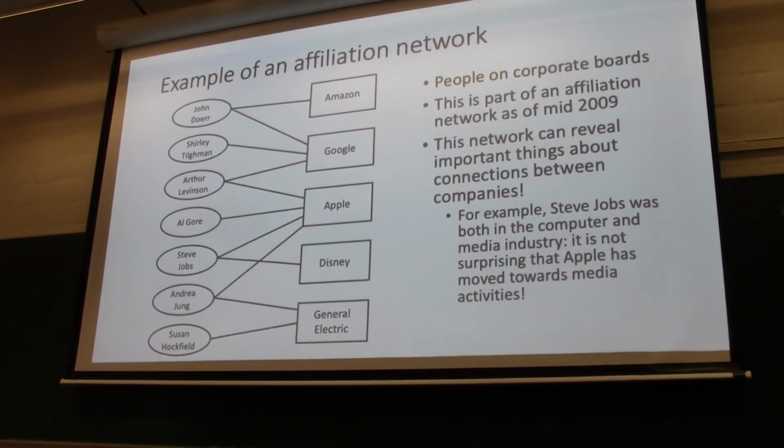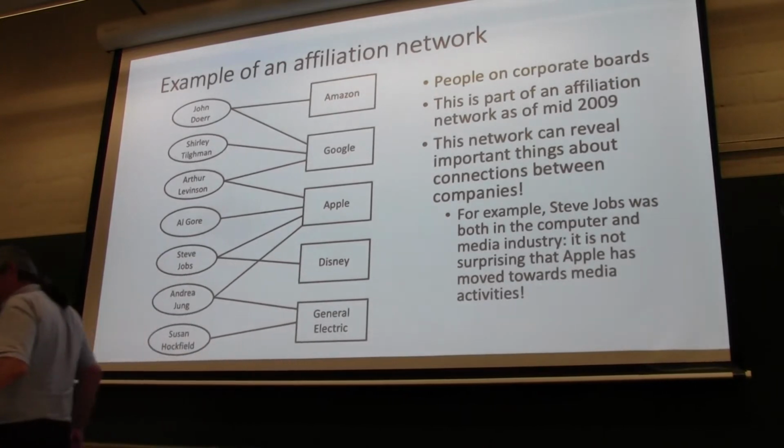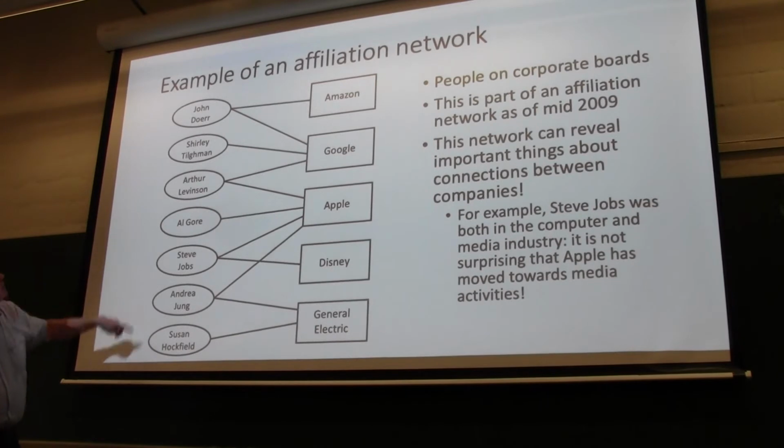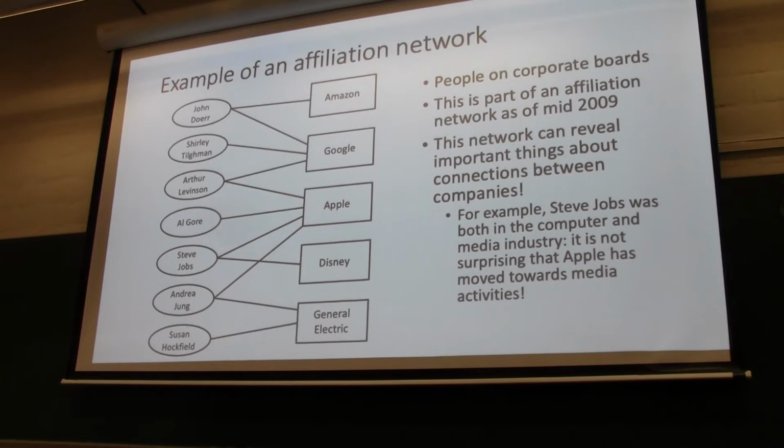Here's another example, coming from technology. On the left, you see 7 people: John Doerr, Shirley Tilghman, Arthur Levinson, Al Gore, Steve Jobs, Andrea Young, and Susan Hockfield. And on the right, you see 5 big companies: Amazon, Google, Apple, Disney, and General Electric. And these are the corporate boards.